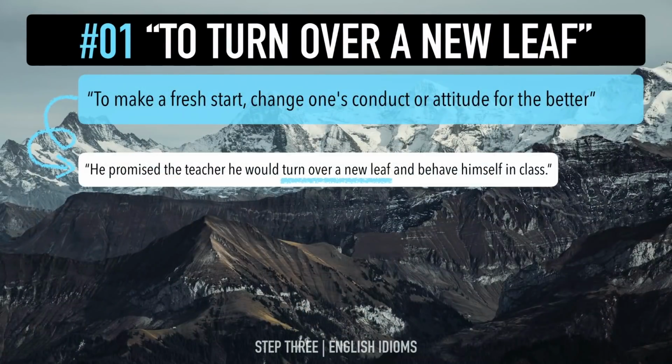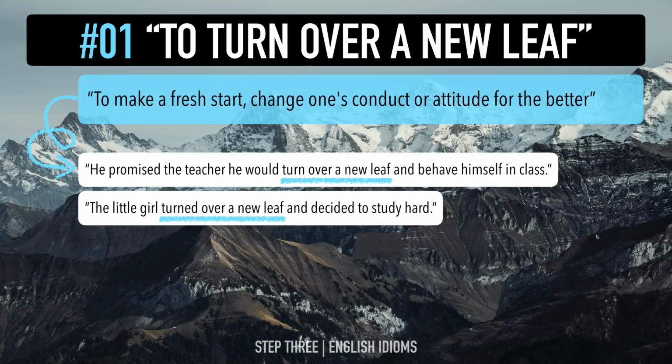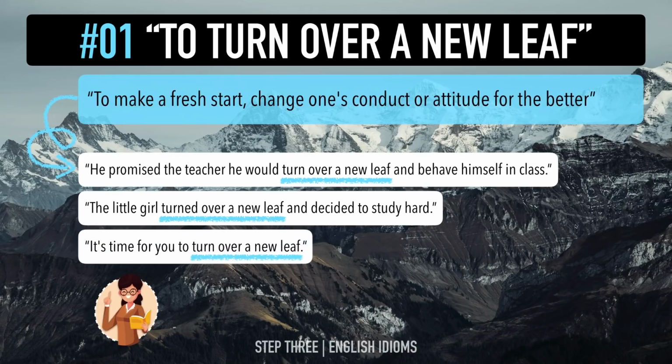So let's see some example sentences. Here we go. He promised the teacher he would turn over a new leaf and behave himself in class. Next, the little girl turned over a new leaf and decided to study hard. And finally, it's time for you to turn over a new leaf.